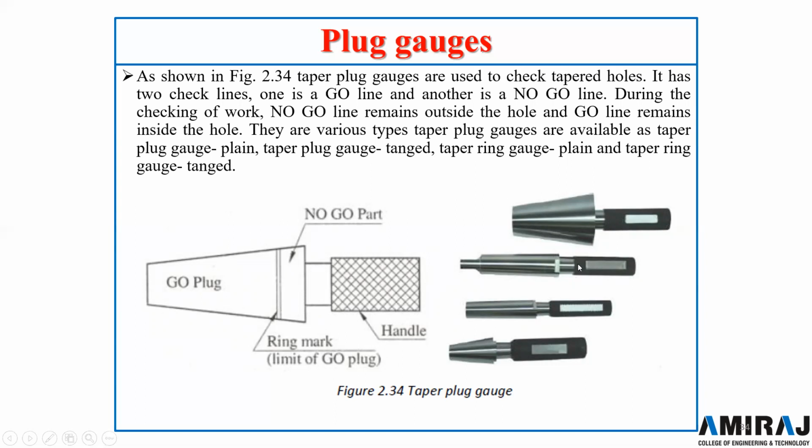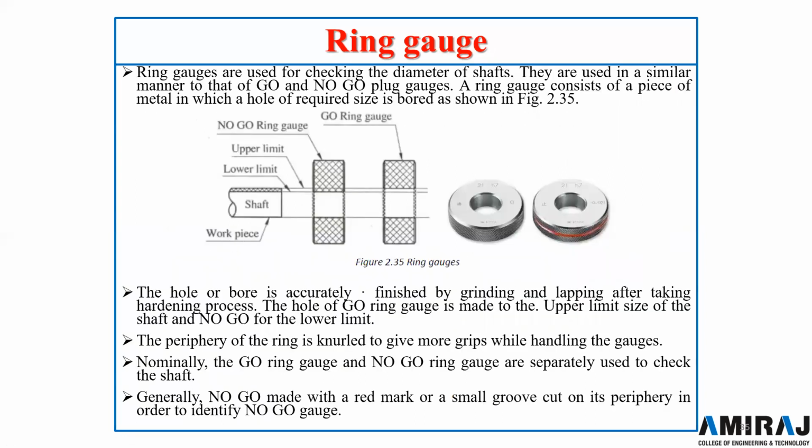You can see these are the various types: the plain taper plug, the tanged taper ring gauge, and the plain and taper ring gauge that are also tanged. Then another type is the ring gauges. Ring gauges are used for checking the diameter of a shaft. They are used in a manner similar to go and no go gauges.